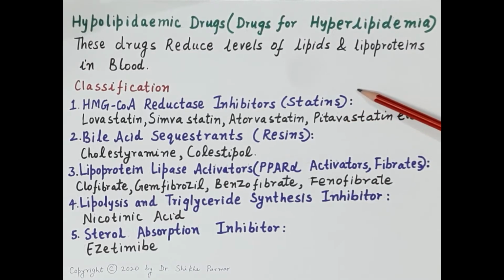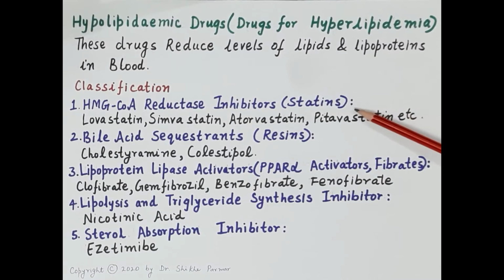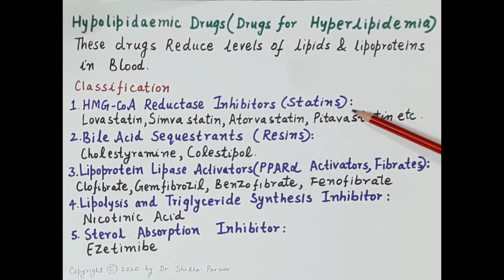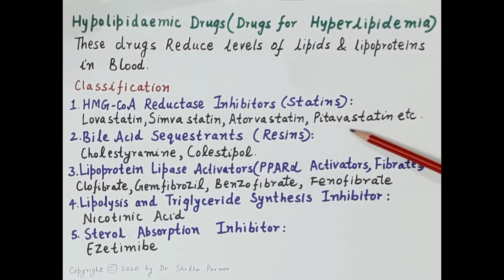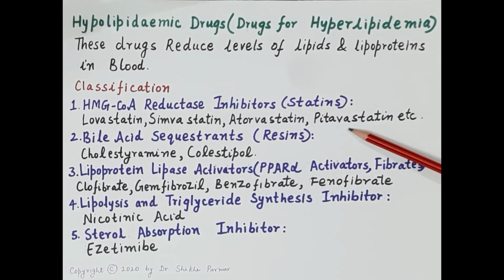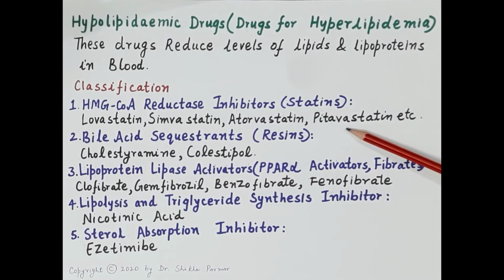So let's talk about the classification of these drugs. First category of drugs are HMG coenzyme A reductase inhibitors, commonly termed as statins. For example, lovastatin, simvastatin, atorvastatin, pitavastatin. Now, these are the first choice drugs to reduce LDL cholesterol levels.